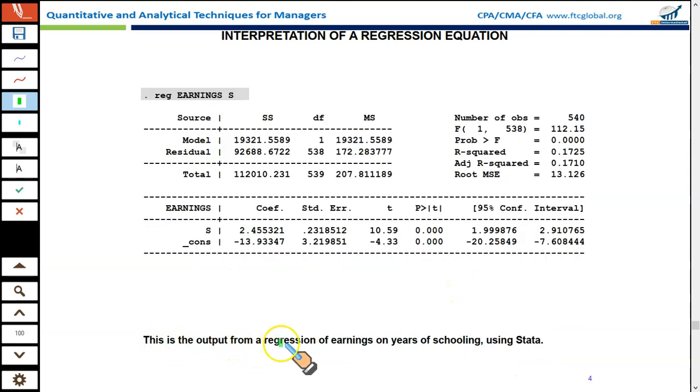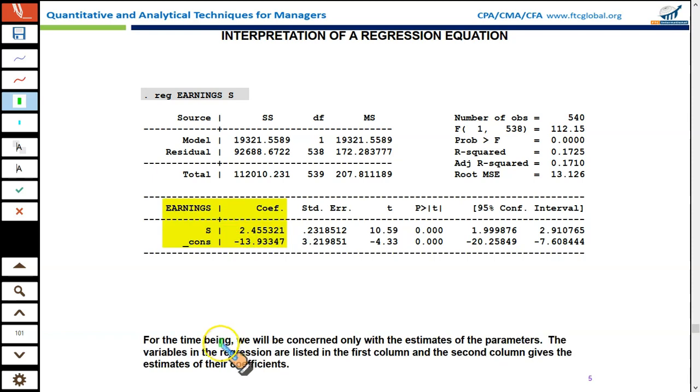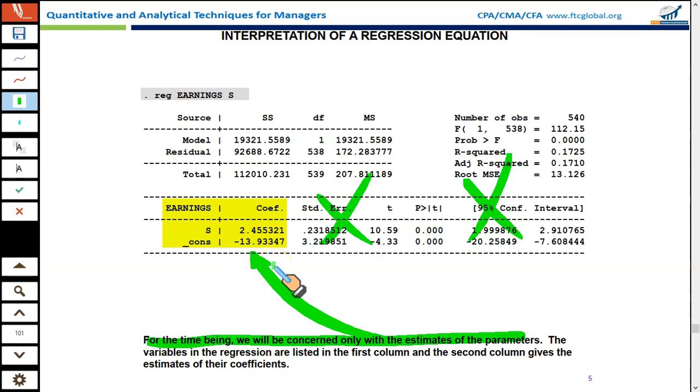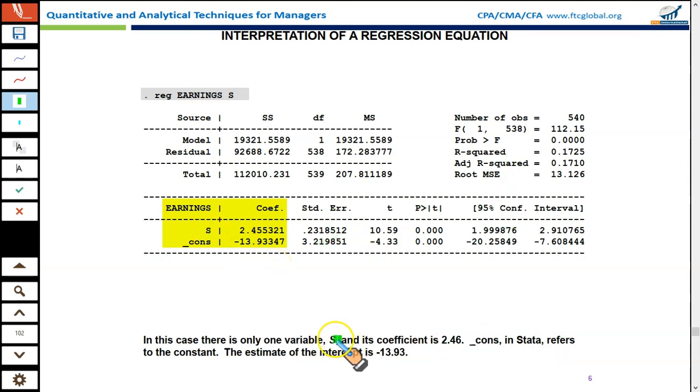Alright, so this is the output from a regression of earnings on years of schooling using Stata. We get the constant coefficient negative 13.93, that is debatable, and then we have the slope or the gradient to be 2.45. Let us interpret what it means. For the time being, we are not interested in standard errors and t-scores. We will be concerned only with the estimates of the parameters, the constant and the slope. Here the slope coefficient is 2.46, which we termed as B2, and the intercept estimate is negative 13.93, that is B1. So what does negative mean?